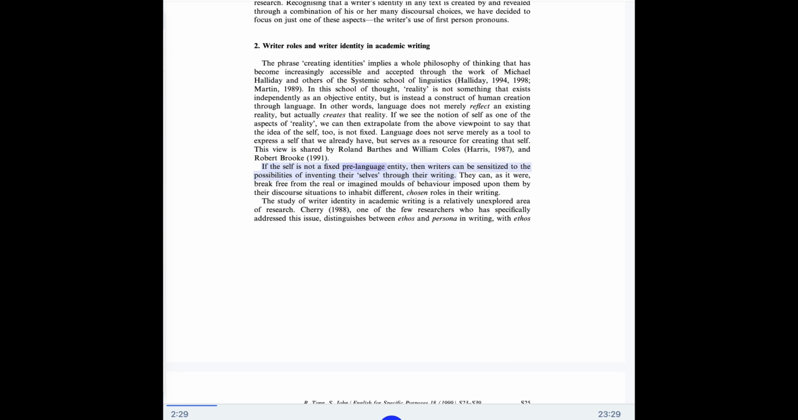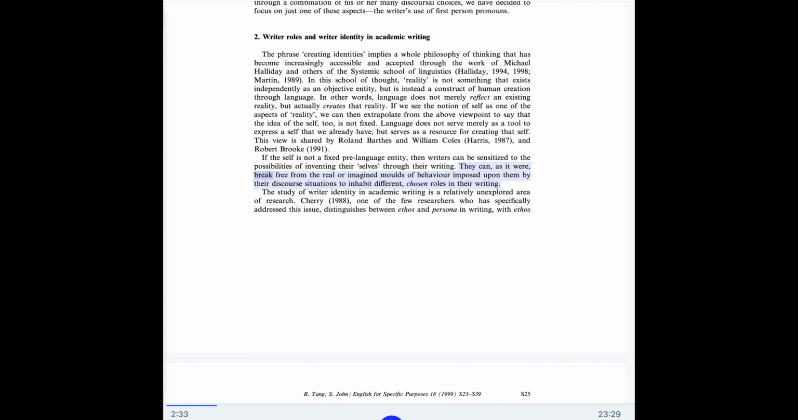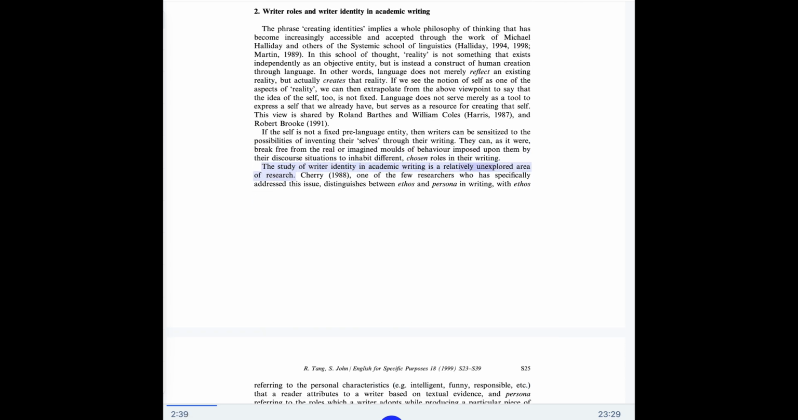If the self is not a pre-language entity, then writers can be sensitized to the possibilities of inventing their selves through their writing. They can, as it were, break free from the real or imagined molds of behavior imposed upon them by their discourse situations to inhabit different chosen roles in their writing. The study of writer identity in academic writing is a relatively unexplored area of research.